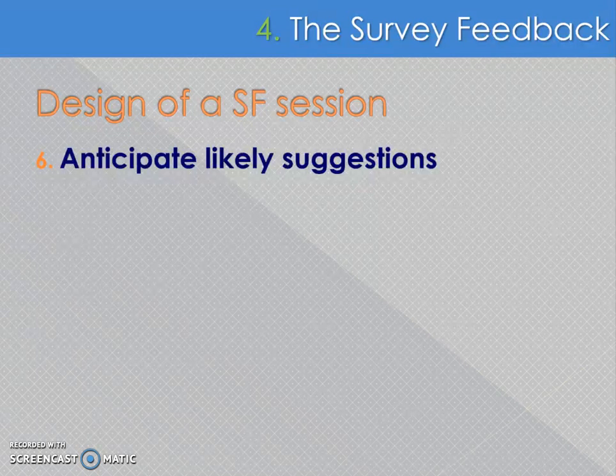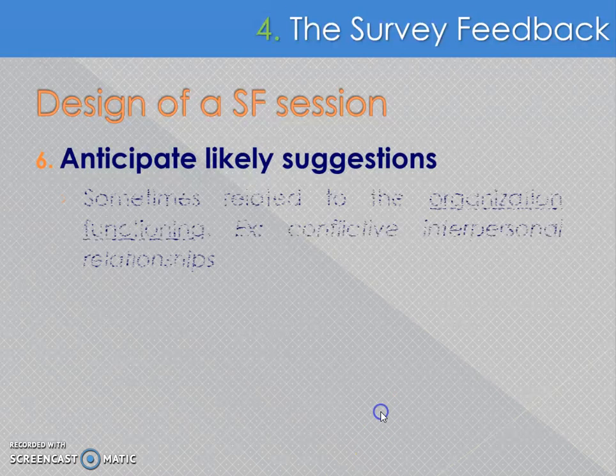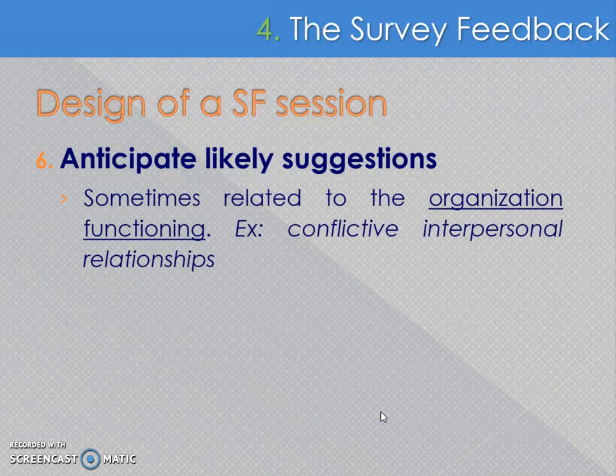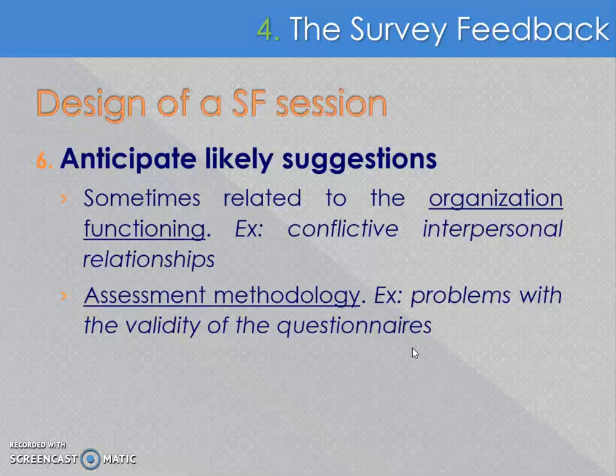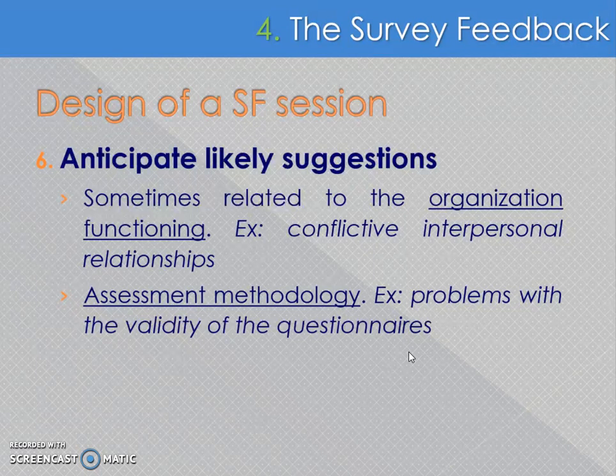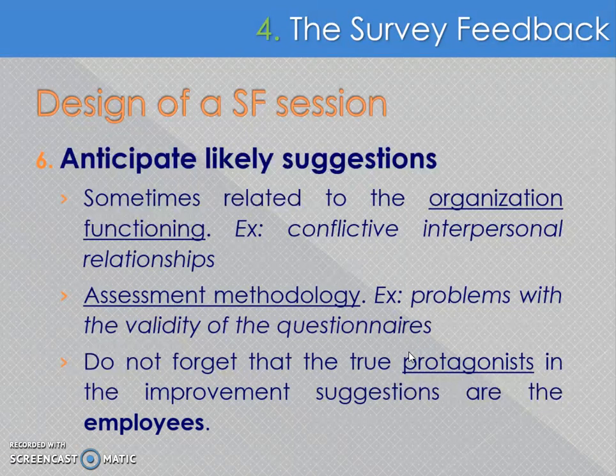And finally, the last stage is to anticipate likely suggestions, sometimes related to the organization's functioning, as for example, conflictive interpersonal relationships. Other suggestions can be related to the assessment methodology, for example, when we find problems with the validity of the questionnaires, or when employees don't understand the data analysis that we use, which is quite usual. It's very important, don't forget, that the true protagonists in the improvement suggestions are exclusively the employees.